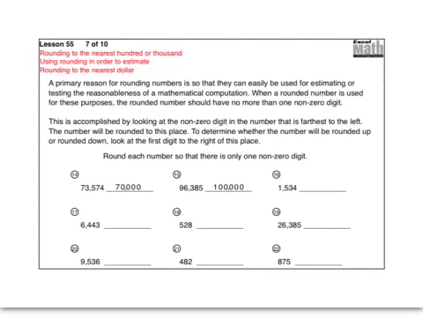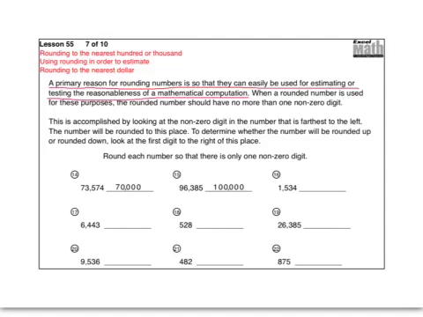All right, here are some other problems that we have to learn how to do, which is just understanding the language of what they're asking you on these rounding problems here, okay? A primary reason for rounding numbers is so they can easily be used for estimating or testing the reasonableness of a mathematical computation. In other words, if you do an actual math problem and you get an answer, you can estimate the answer also to see if your answer could be right.